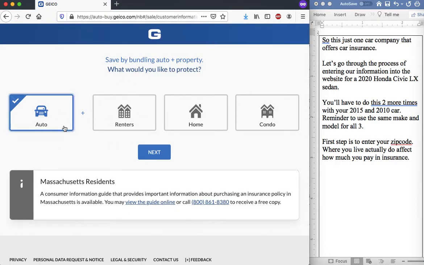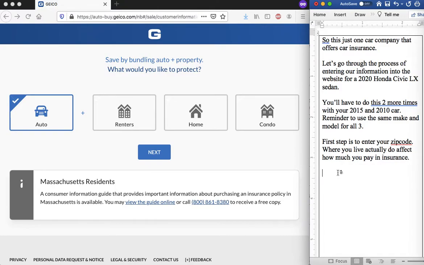Okay, so here they're just asking, we're only looking at car insurance. That's auto. Auto is short for automobile, which means car.